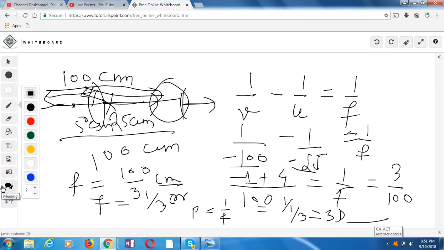Any other doubt anyone has? You can post it in the chat box.